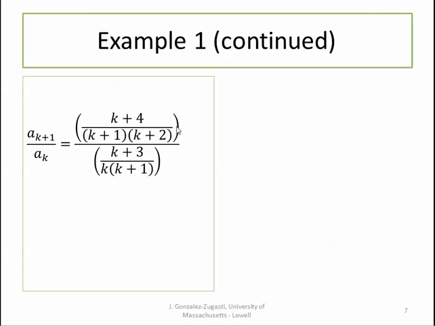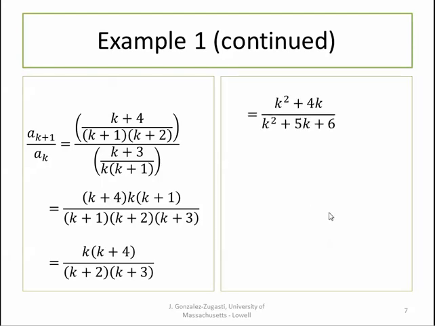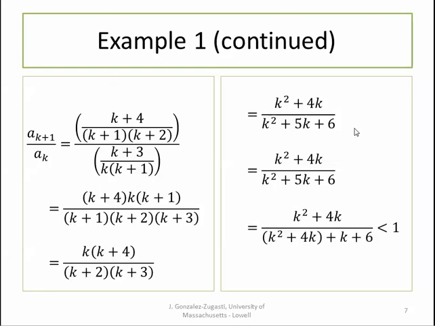To do that, here's the ratio of the terms. We go ahead and simplify this out. And when we do that, we get this. Now, clearly, that's going to be less than 1, because if I take the denominator here and rewrite it as k squared plus 4k plus k, then here's this k squared plus 4k here and here. So the denominator is definitely bigger than the numerator, so my whole thing is going to be less than 1.